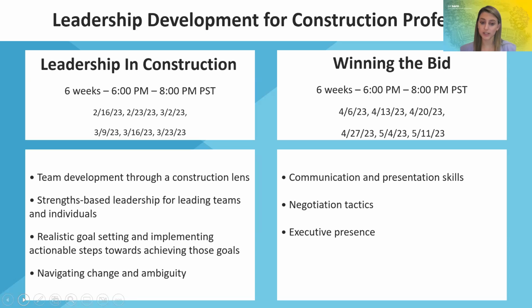And so the dates for those classes are going to be 2/16, 2/23, 3/2, 3/9, 3/16, and 3/23 from 6 to 8. And then on the other side of things, winning the bid is going to occur right after leadership in construction. You'll gain skills and techniques that leaders in the construction industry need to win big projects. So you'll learn skills that involve negotiation tactics, demonstrating executive presence, and presentation skills. The dates for those programs are as follows: 4/6, 4/13, 4/20, 4/27, 5/4, 5/11. And the time will be the same, that's 6 to 8.